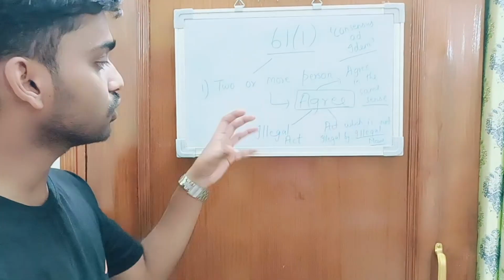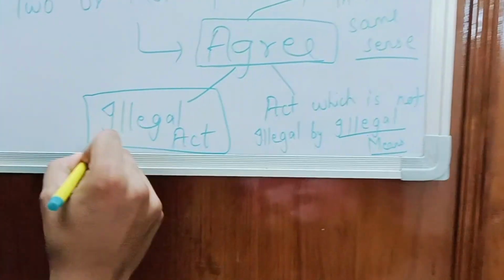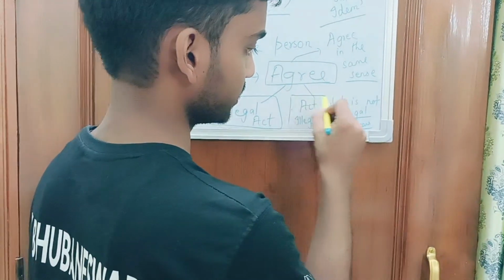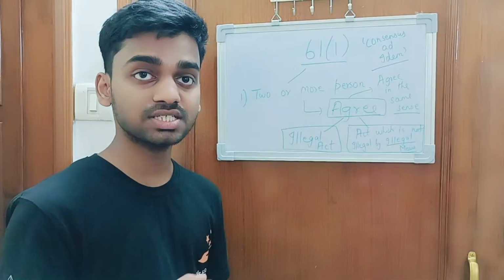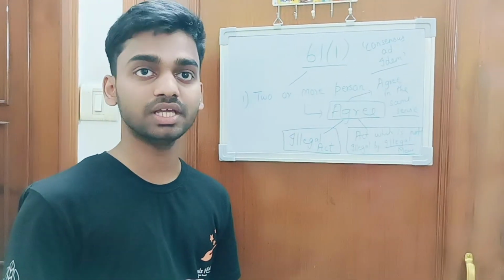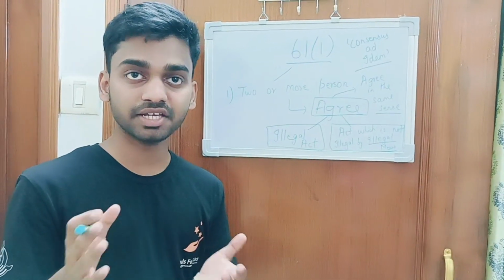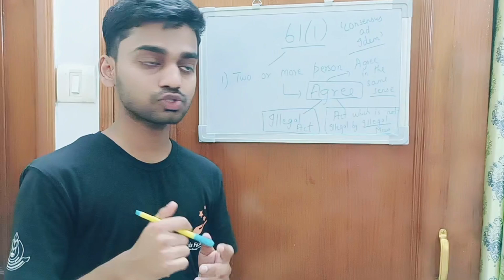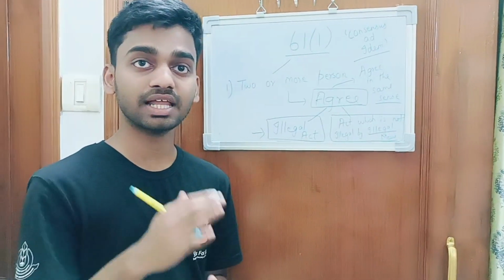Now, to understand the offense of criminal conspiracy, these two terms, that is illegal act and act which is not illegal by illegal means, are necessary. So, what do you understand by illegal act? An illegal act is an act which is done for an illegal purpose. Illegal purpose may be defined as a purpose done with malicious intention, not good for the public, and also that the act is forbidden by law. That is, it should not be allowed by the law.